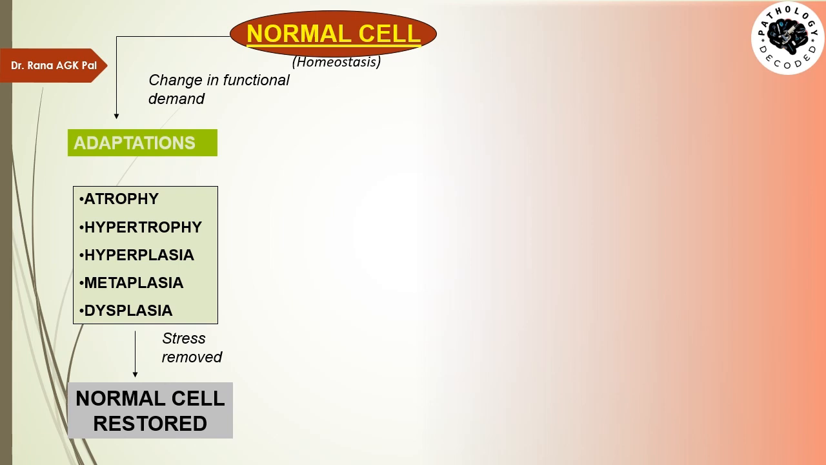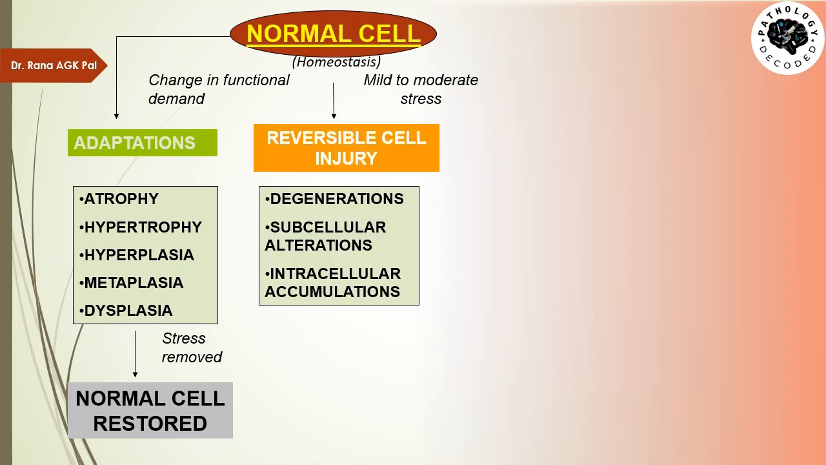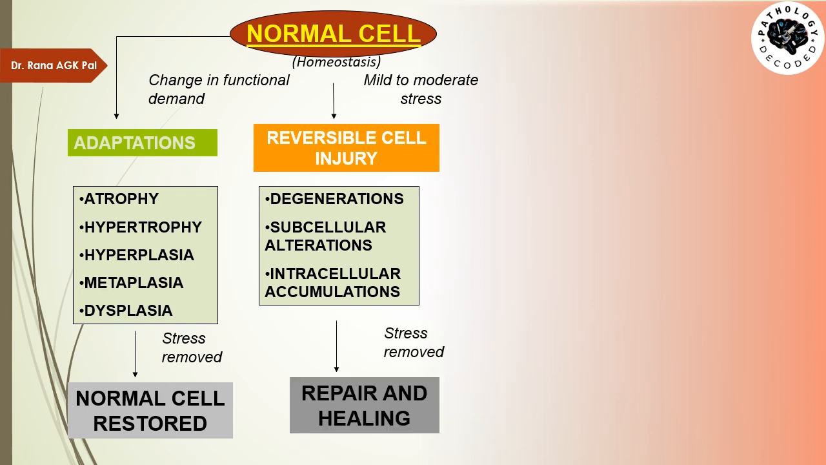But if this stress is of higher nature, although still mild and still moderate, the cell will undergo injury which we call as reversible cell injury, and then the cell will be present in form of degenerations, subcellular alterations, and intracellular accumulations. But again, if this mild to moderate stress is removed, the cell does not die, but instead it repairs and heals itself.